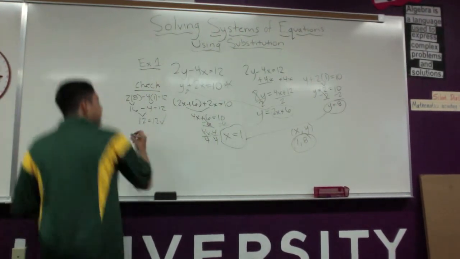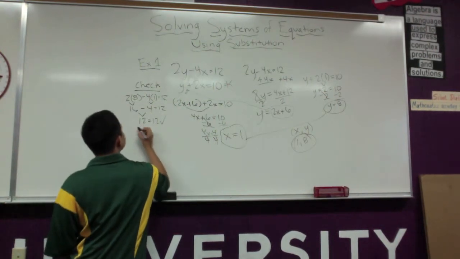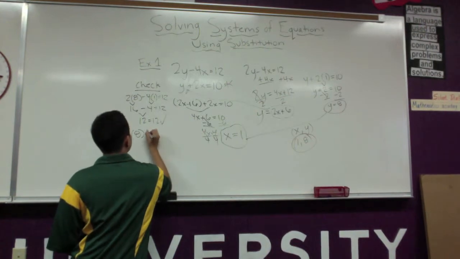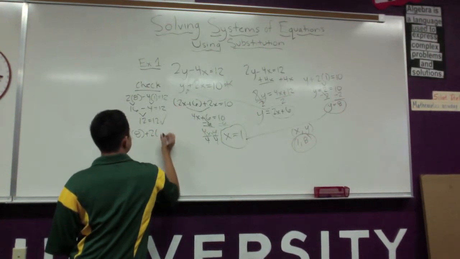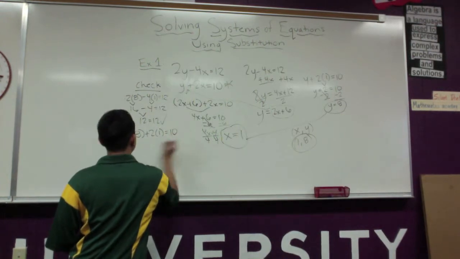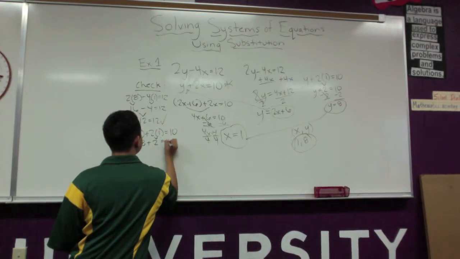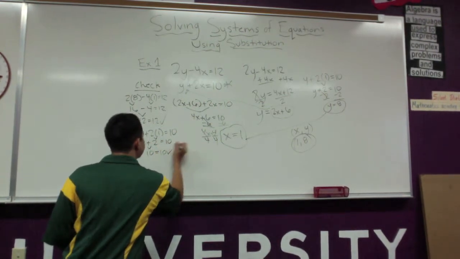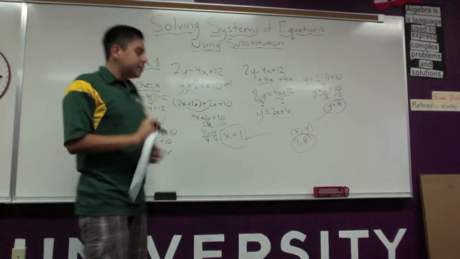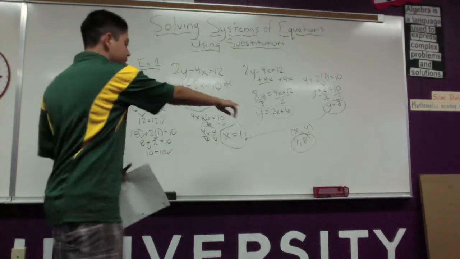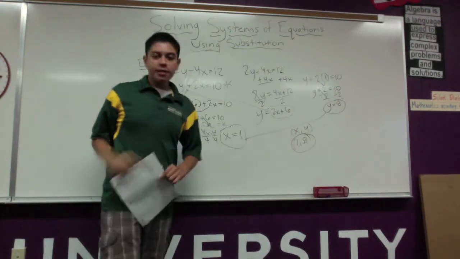Now we need the second one. So we plug in y, which is 8, plus 2 times 1 equals 10. So 8 plus 2 equals 10, and that is a true statement, so 10 equals 10. So now the solution for the first example is x equals 1 and y equals 8.